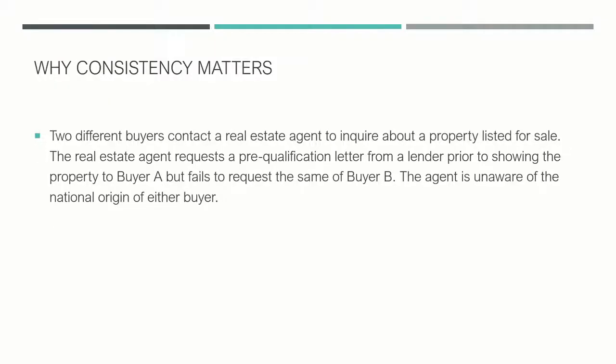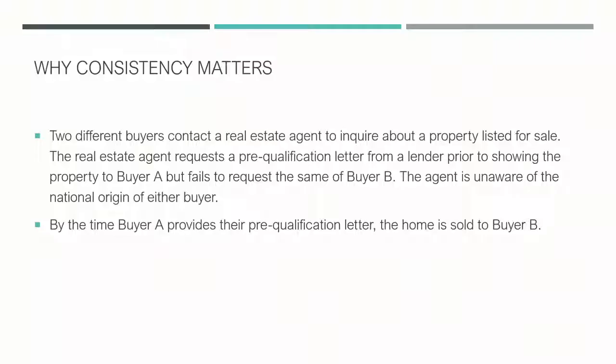Let's talk a little bit about why consistency really does matter. Now, let's just say, hypothetically, that we have two different buyers who contact a real estate agent to inquire about a property that is listed for sale. The real estate agent requests a pre-qualification letter from the first buyer from a lender prior to showing the property, but does not request it from the second buyer. Keep in mind the agent is unaware of the national origin of either buyer.